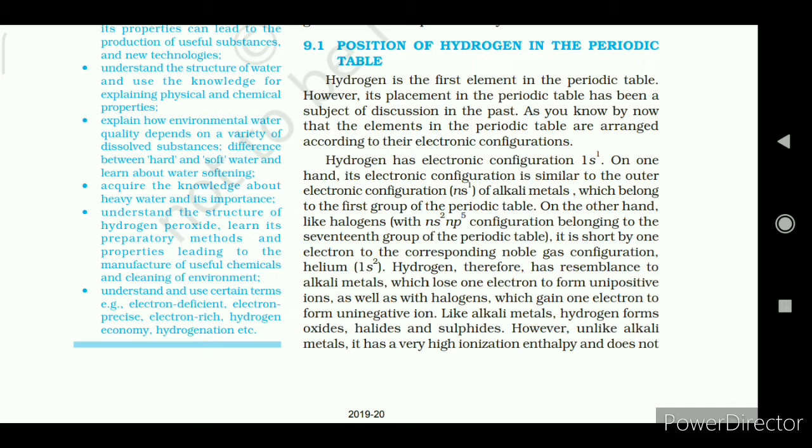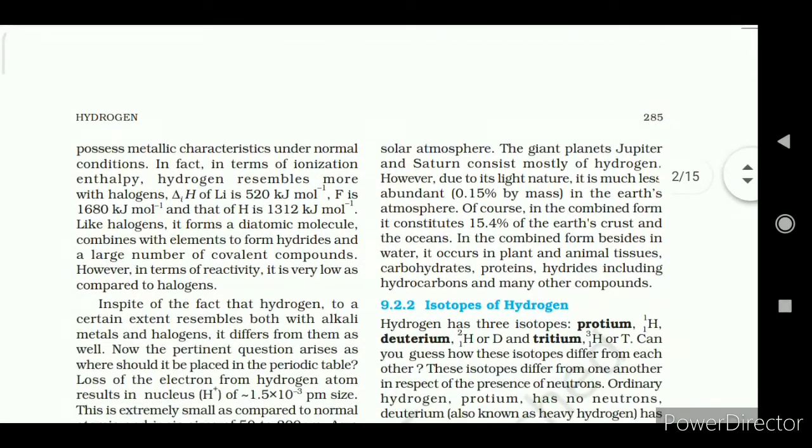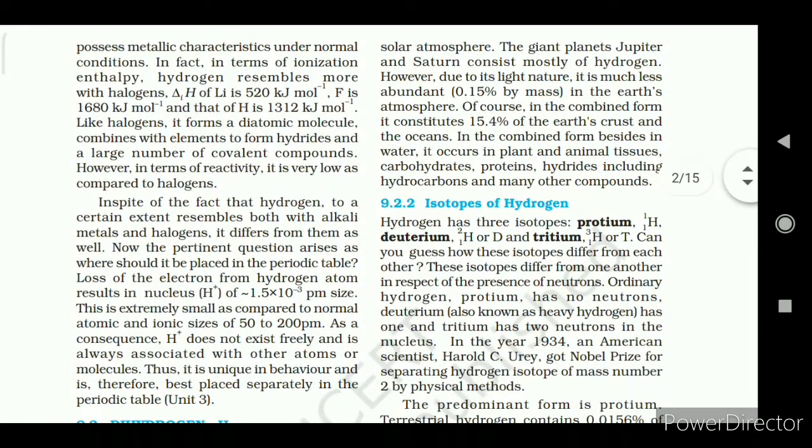Like alkali metals, hydrogen forms oxides, halides and sulfides. However, unlike alkali metals, it has a very high ionization enthalpy and does not possess metallic characteristics under normal conditions. In fact, in terms of ionization enthalpy, hydrogen resembles more with halogens.